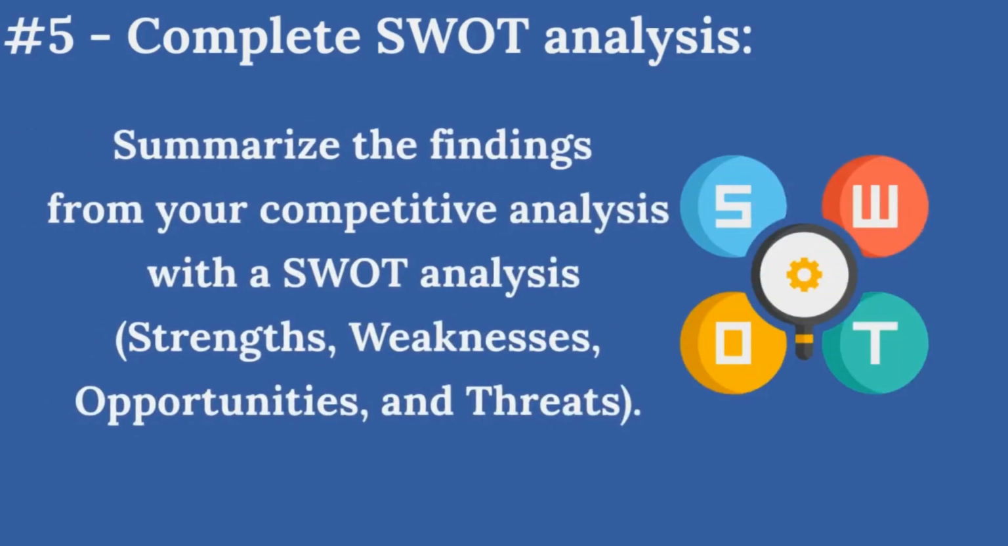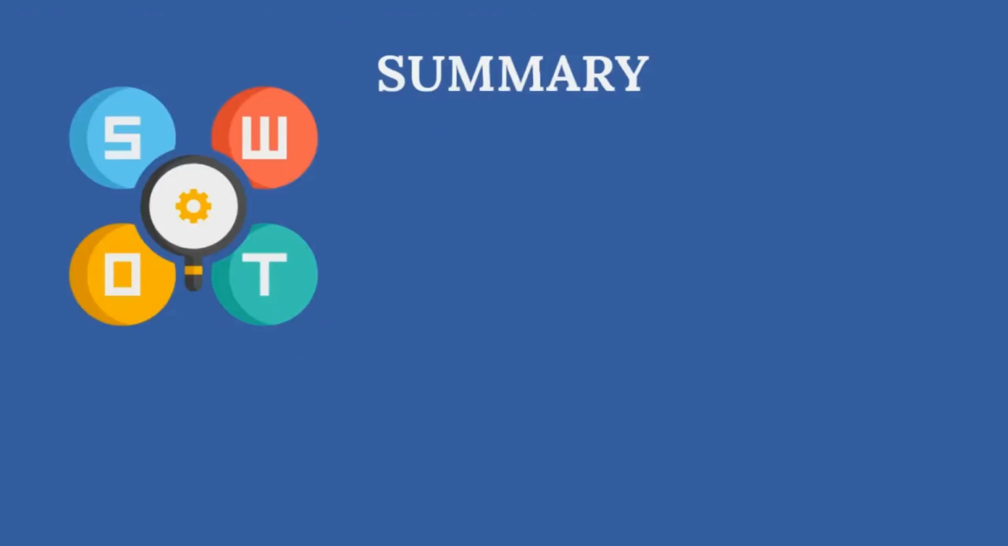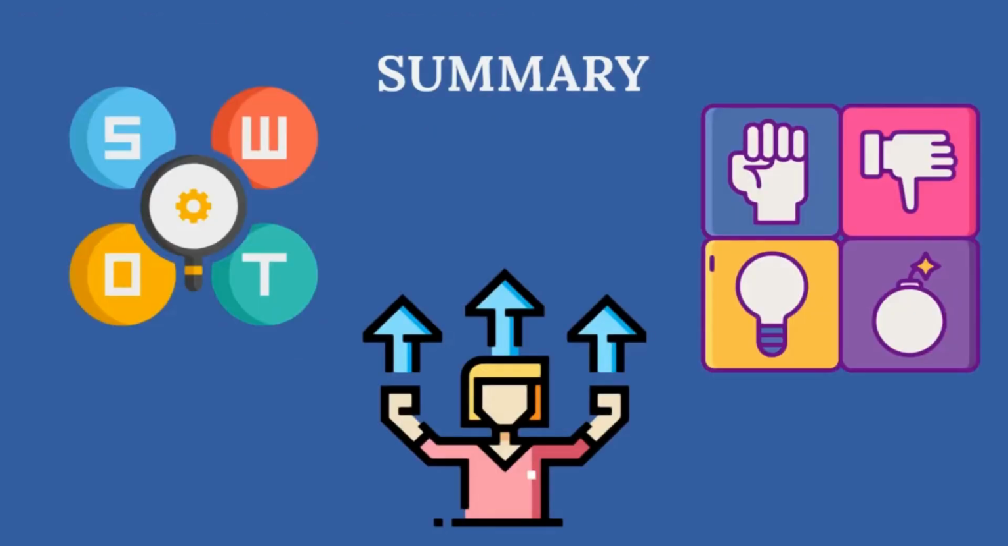Step 5. Complete SWOT analysis. Summarize the findings from your competitive analysis with a SWOT analysis, which has its strengths, weaknesses, opportunities, and threats. You are able to understand the competitive landscape and make informed marketing decisions based on your product's positioning, features, and marketing techniques.